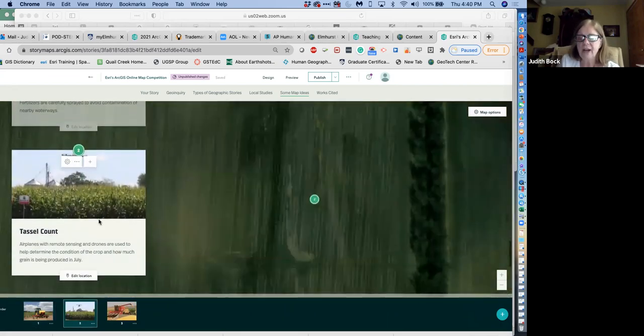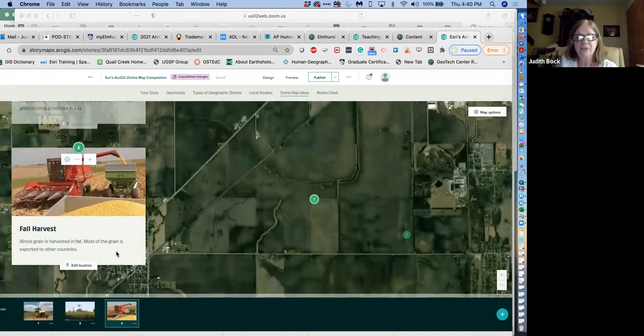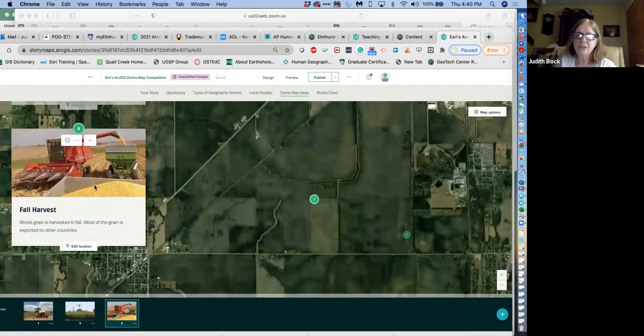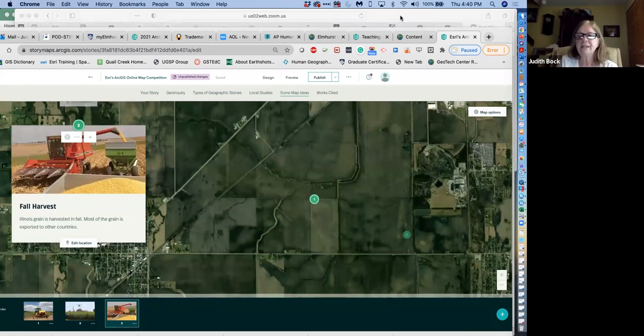In July, there's usually a tassel count done for the cornfields, and also kind of monitoring the condition of the corn at that particular time, so they can get an idea of how much it's all going to produce. And so I just zoomed in on a map that had rows of cornfields in it. And then I just did a little 3-part thing here, and then fall harvest. So you can see that you have a picture, you have some information, and you have a location on the map. And you can zoom in and out of this map, especially as you set it up. So I kind of wanted to share that.